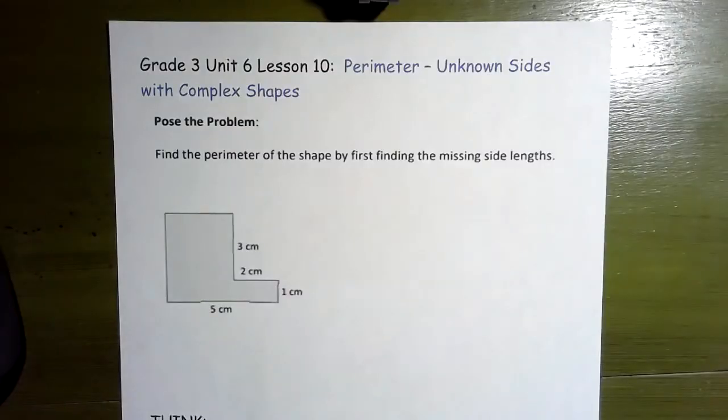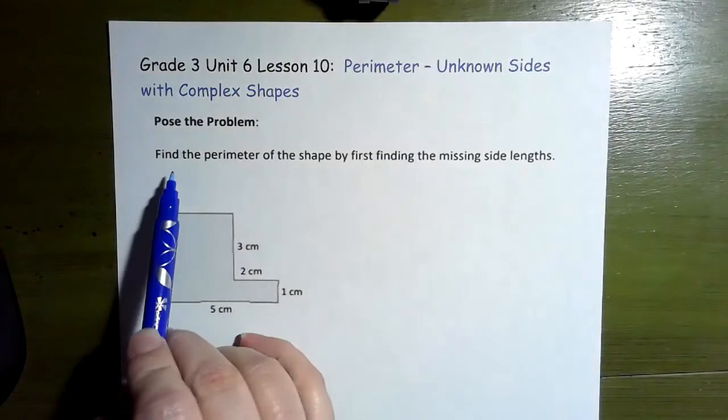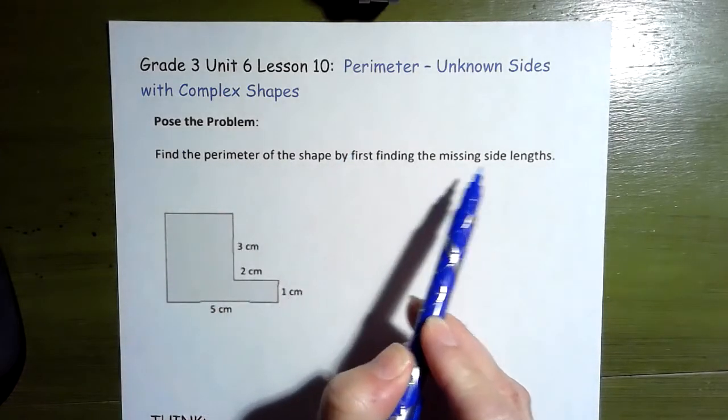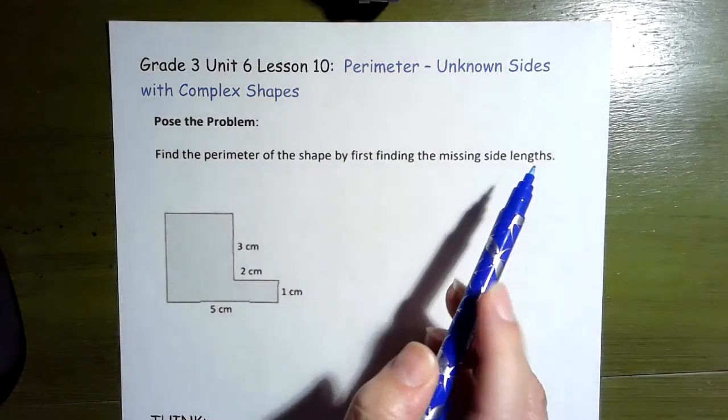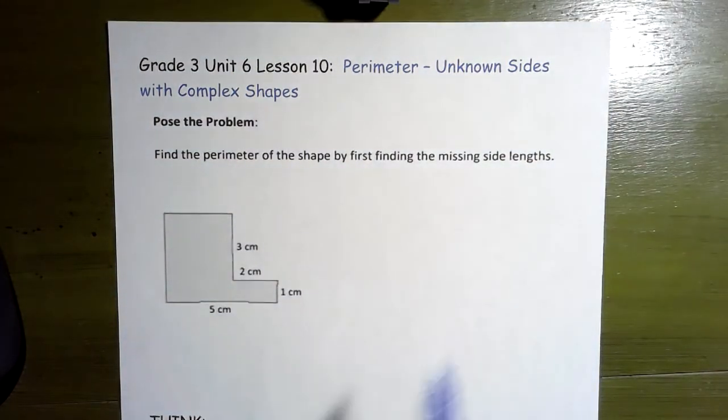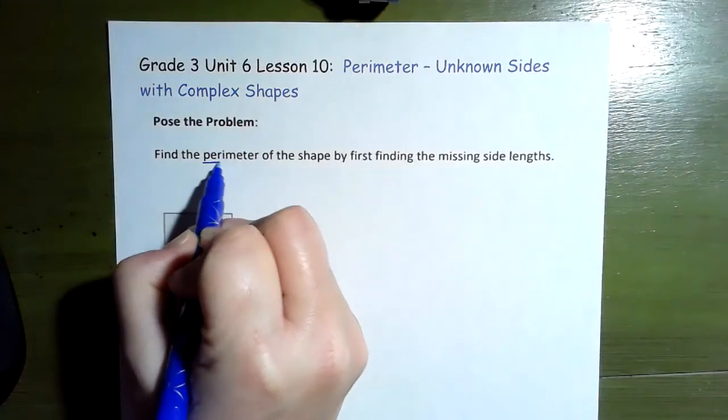Let's go ahead and look at our problem of the day. Find the perimeter of the shape by first finding the missing side lengths. So what are we trying to find here? Say it to your screen. That's right, we're trying to find the perimeter.